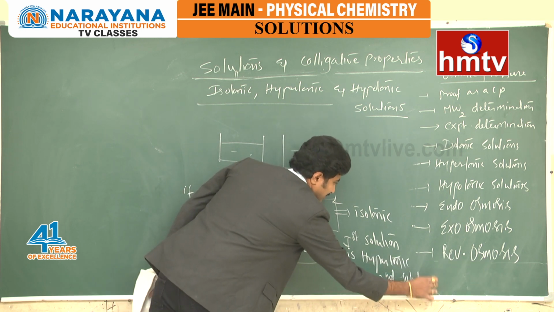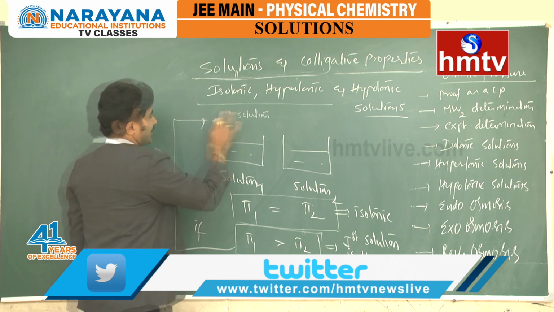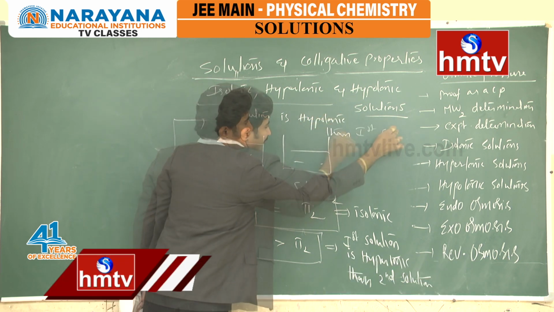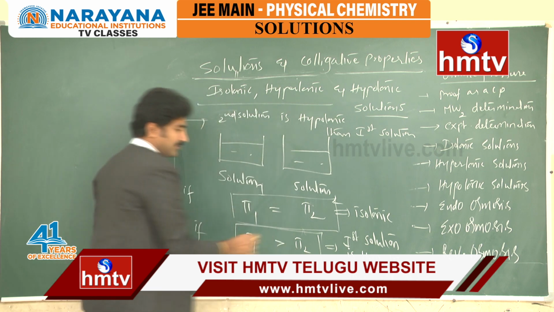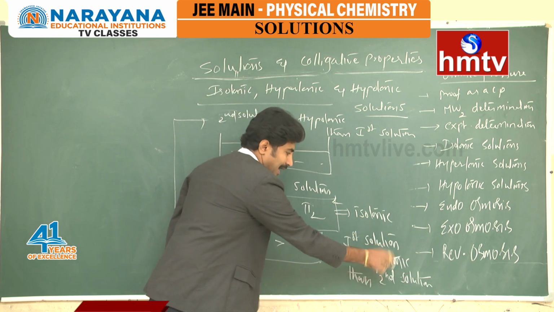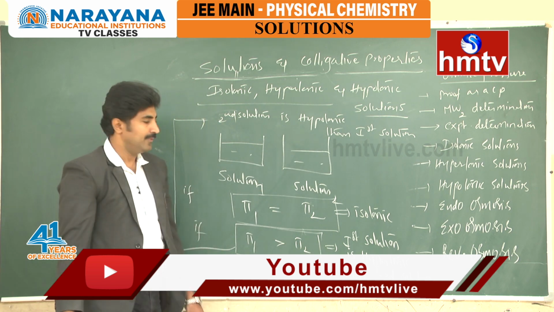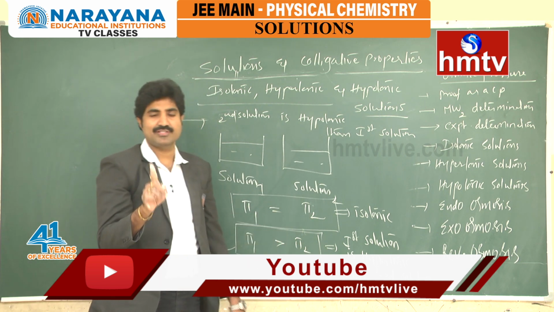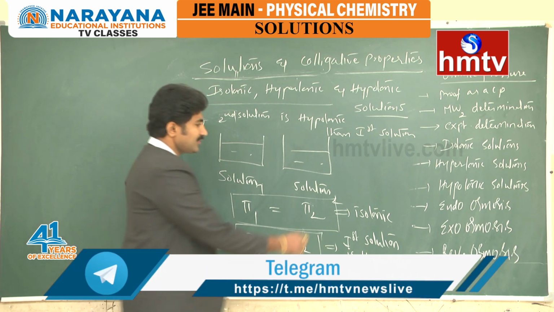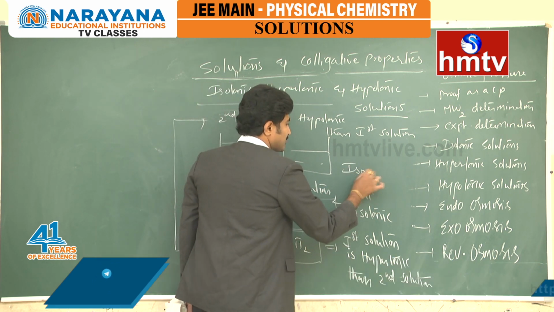So like this we can understand hypertonic. Or in the same case, the second solution is hypotonic than the first solution. For the given case we can write two statements: if pi 1 is greater than pi 2, the first solution is hypertonic than the second solution, or the second solution is hypotonic than the first solution. If two solutions have the same osmotic pressure, then those solutions are said to be isotonic. These isotonic solutions are also known as isopiestic solutions.